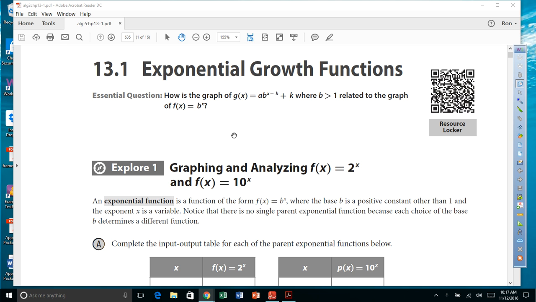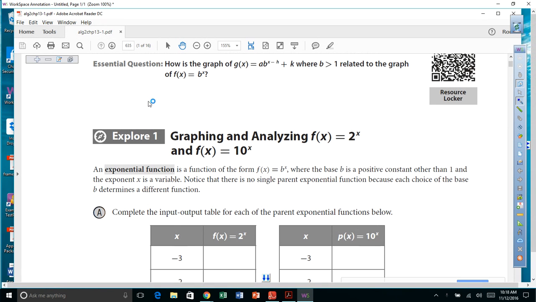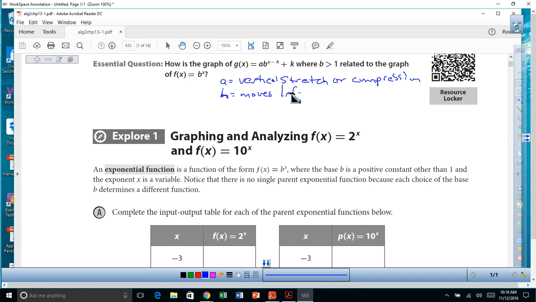13.1 Exponential growth functions. How is the graph of g of x equals a times b to the x minus h plus k, where b is greater than 1, related to the graph of f of x equals b to the x? Well, the a, like in the past, gives a vertical stretch or compression, and then h, again, like with the others, moves left or right. And k moves up or down.